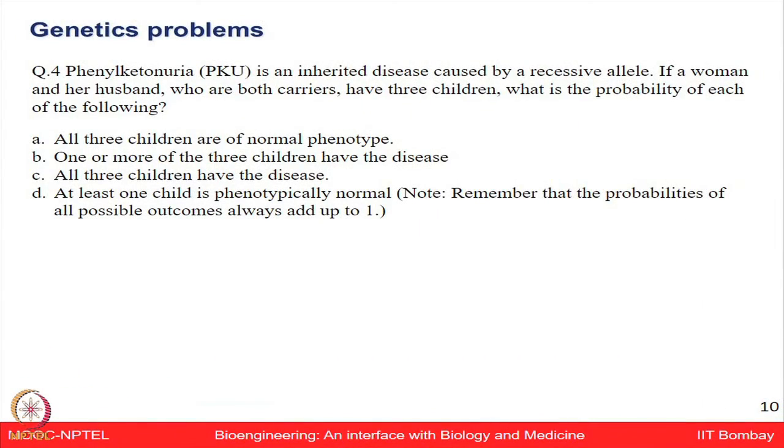Phenylketonuria, or PKU, is an inherited disease caused by a recessive allele. If a woman and her husband, who are both carriers, have 3 children, what is the probability of each of the following? All 3 children are of normal phenotype, one or more of the 3 children have the disease, all 3 children have the disease, at least one child is phenotypically normal.